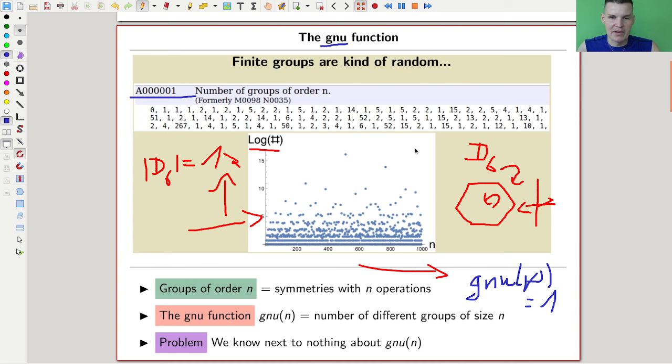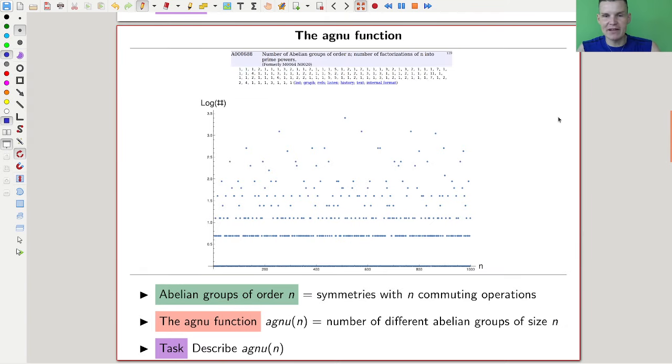So maybe we should give up here. Keep this picture in mind. It's like a random mess essentially. Well, maybe let's look at the number of abelian groups. It's really just the same.